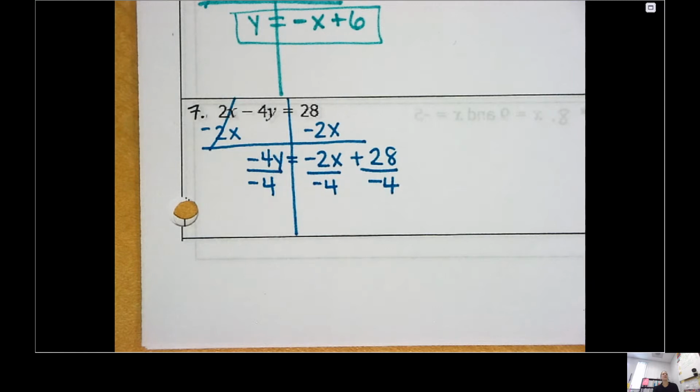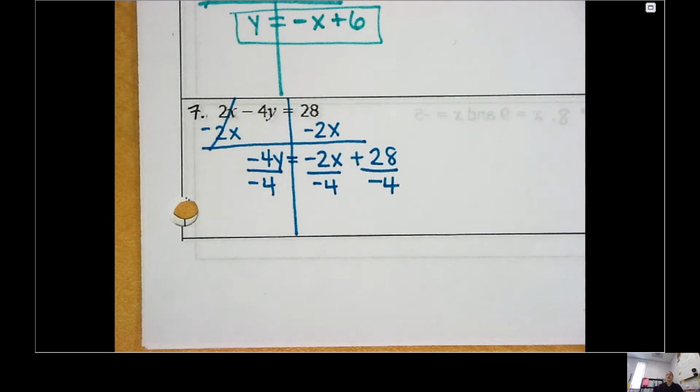All right, number 7's on the board. I didn't finish it because I wanted to just show you what happens here. So I moved my 2x over to the other side by subtracting. I got negative 4y equals negative 2x plus 28, and then I divided everything by negative 4. I actually haven't finished it yet, but I was just showing you where I got. Are we okay there? Thumbs up, thumbs down.